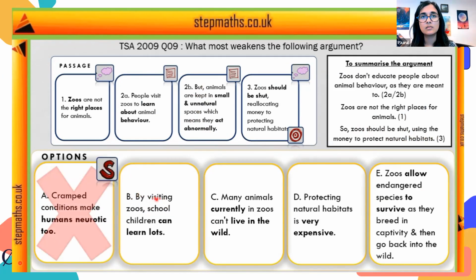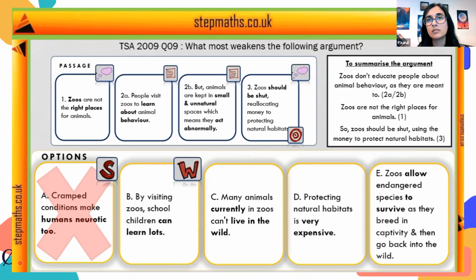B says that by visiting zoos, school children can learn lots about animals. So how does this relate to the passage? Well, it does say that people visit zoos to learn about animals, but the animals aren't actually behaving normally, and that seems to be a reason for them to want to shut zoos, that you aren't actually learning how animals behave. And B seems to be undermining that, so it does seem to weaken the argument. However, as we'll see, there's actually a couple of options that weaken the argument in this case, so I won't conclude this is the correct answer now, we'll just look at the others first.